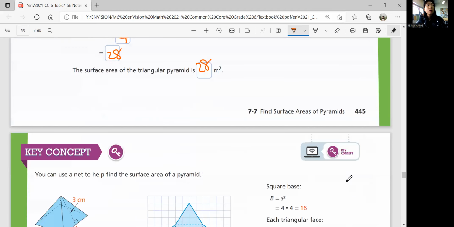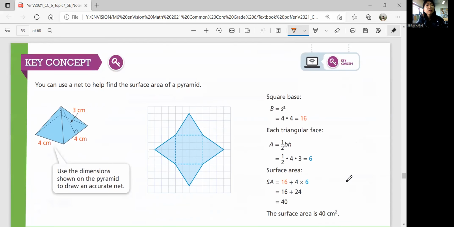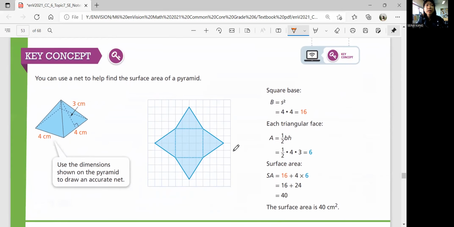Awesome. So that was our lesson 7. You can use the net or you can use the equation for the pyramid to figure out the surface area of the pyramid. All right, guys, that was lesson 7, finding surface area of the pyramids. We'll continue with finding volume with fractional edge length in the next lesson, and that is our last lesson.